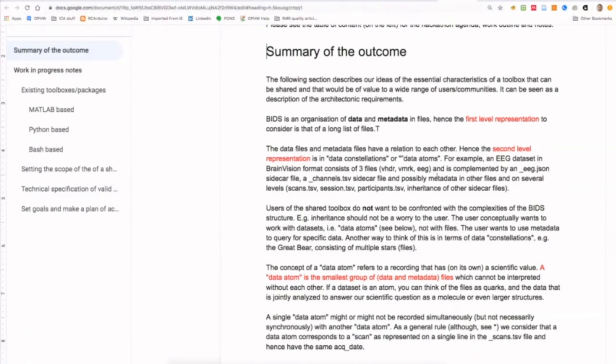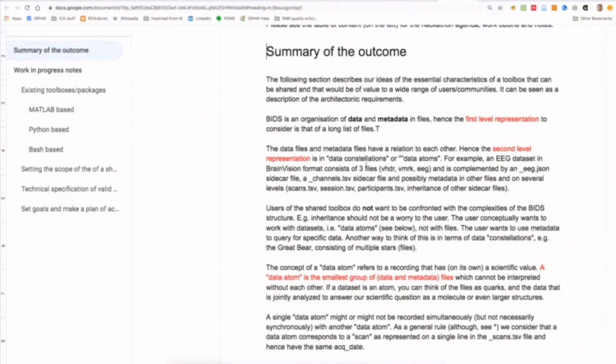And after long discussions, we came up with the idea that the second level representation is in data constellations, like the Great Bear, a constellation in the sky, or you could also think of it as data atoms. An atom is something that cannot be split. But at the same time, an atom consists of quarks. If you bash them together hard enough, you can see the details. That's also what we feel with this data: there's data and there's metadata, and some really go tightly together. And that's the representational level that we should be looking for, rather than files.